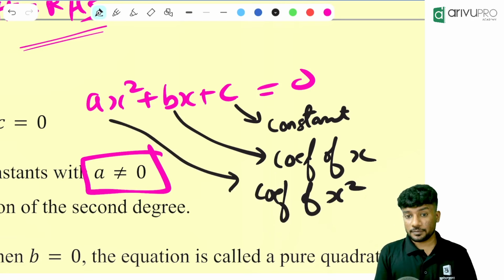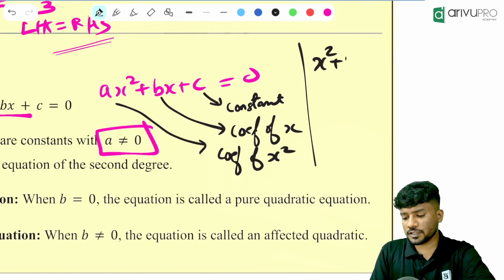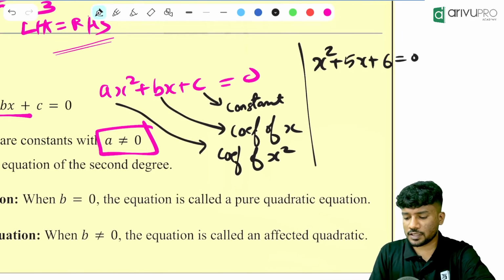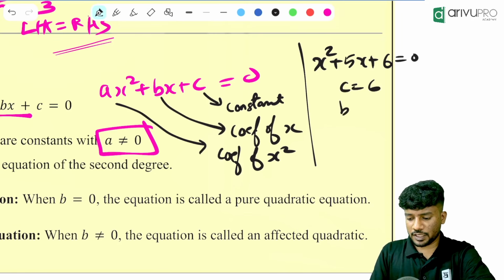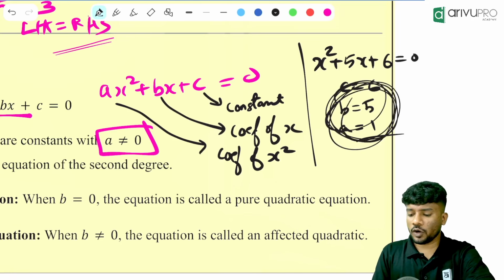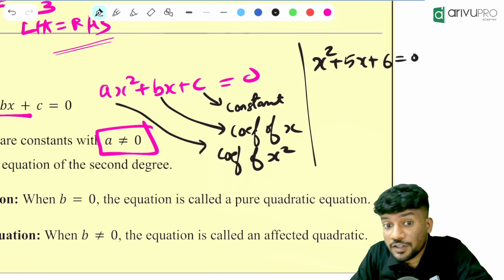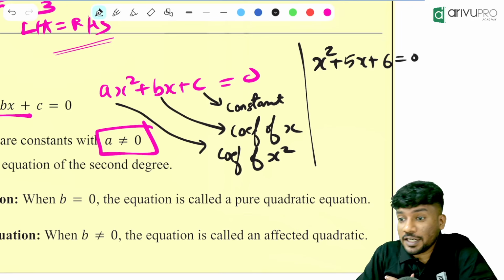It is required. Okay, I'll give a random question. X square plus 5x plus 6 is equal to 0. Which is the constant term? C is equal to 6. What is the value of b over here? B is equal to what? 5. Then here a is how much? 1. So these are the coefficients. Accordingly you should remember, because we require them when we find roots of the quadratic equation.